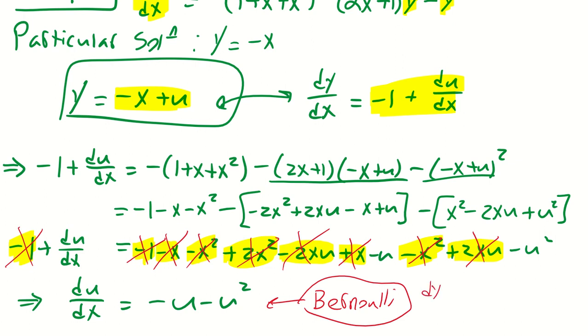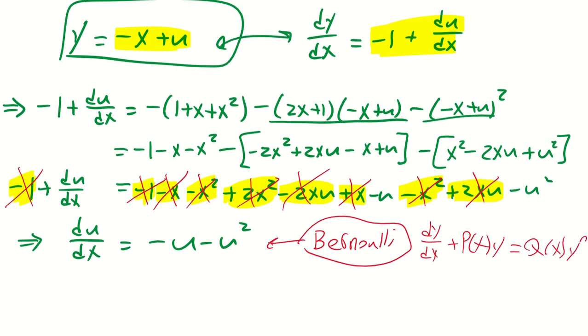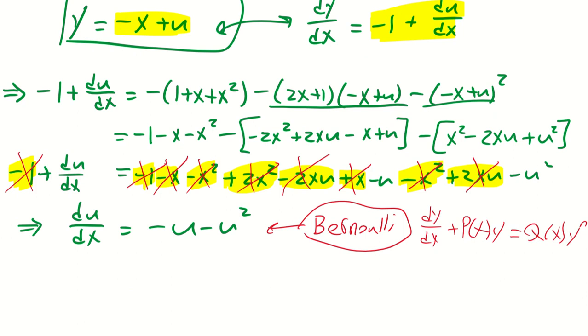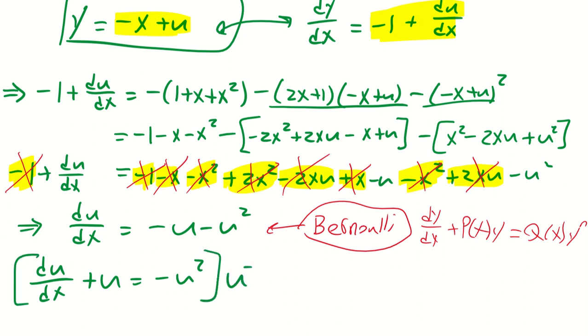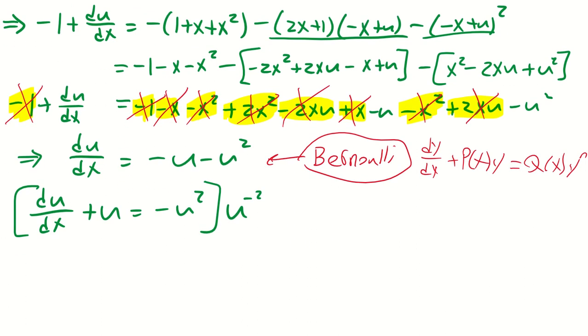So that's the form dy dx plus p of x times y is equal to q of x times y raised to the n power. That's great. So let's just rewrite this a little bit. We can get du dx plus u is equal to minus u squared. Great. And let's multiply all that by u to the minus 2 power. So now we have du dx u to the minus 2 plus u to the minus 1 is equal to minus 1.